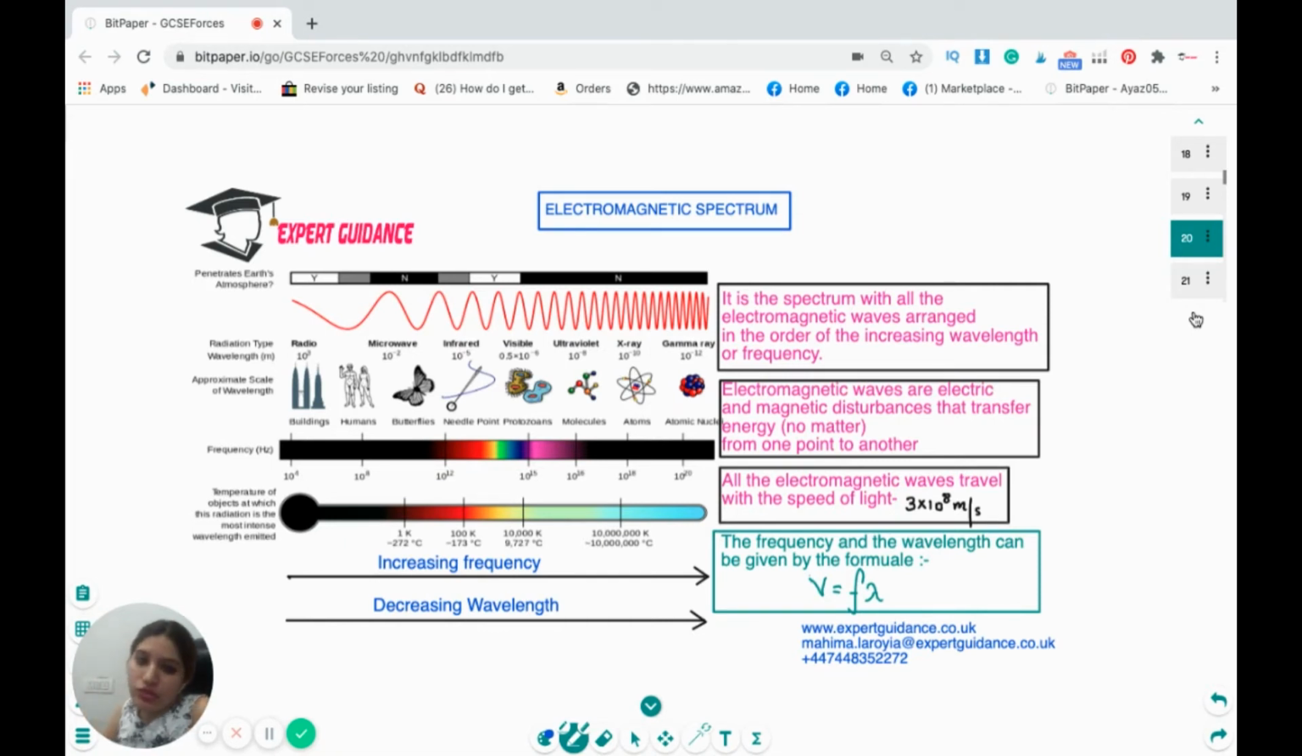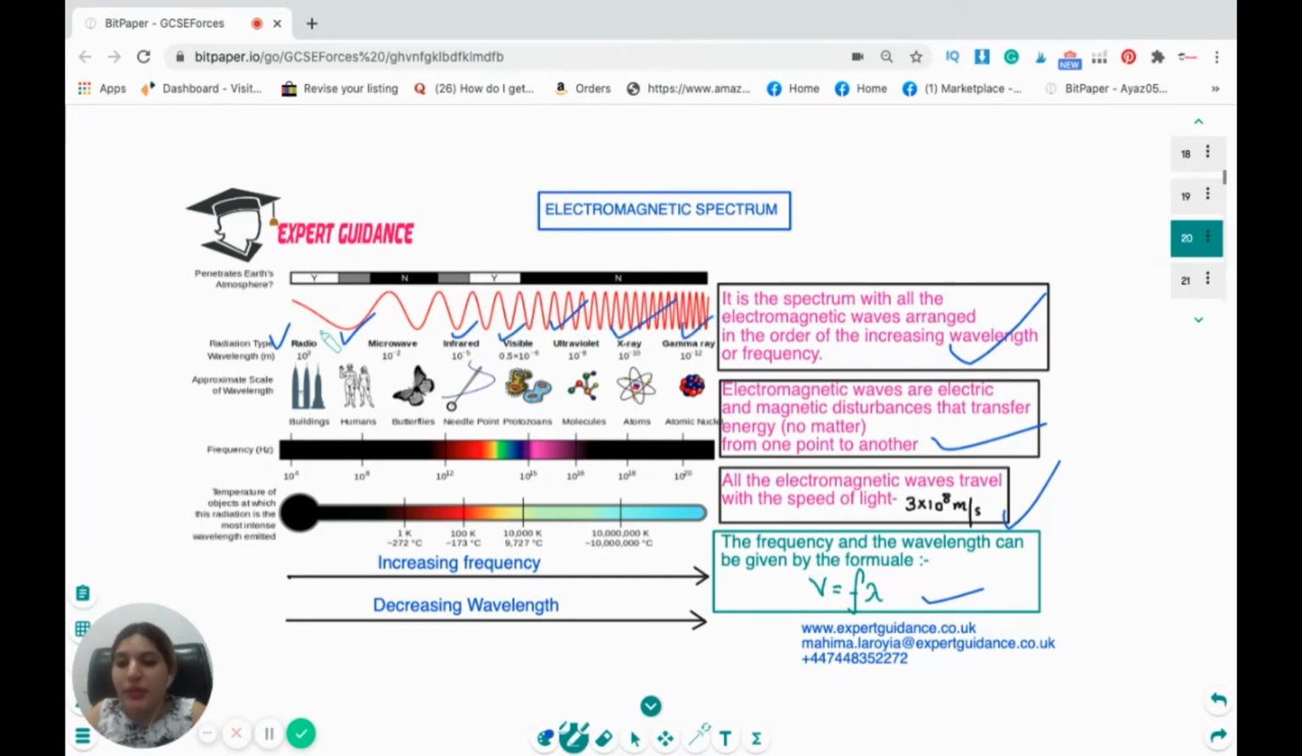Now let's come to a very important topic called the electromagnetic spectrum. What is the electromagnetic spectrum? It is a spectrum with all the electromagnetic waves arranged in the order of increasing wavelength and frequency. Electromagnetic waves are electrical and magnetic disturbances that transfer energy from one point to another, and all electromagnetic waves travel with the speed of light, which is 3 times 10 power 8 meters per second, and the frequency and the wavelength can be related by the formula v equals f times lambda. It starts with the radio waves, microwaves, infrared, visible, ultraviolet, X-rays, and gamma rays.